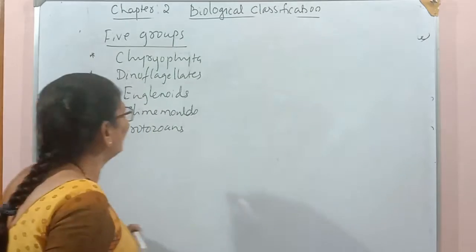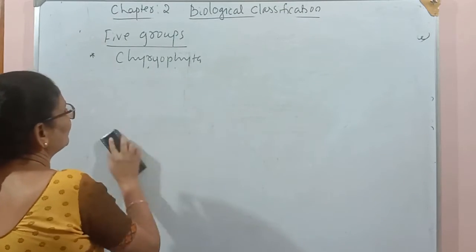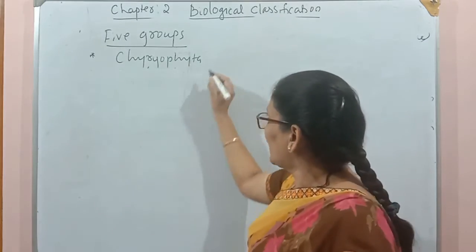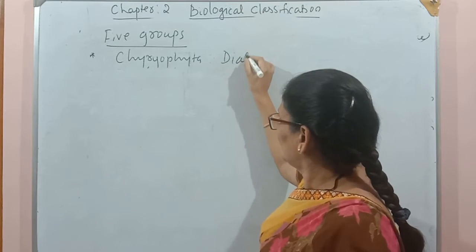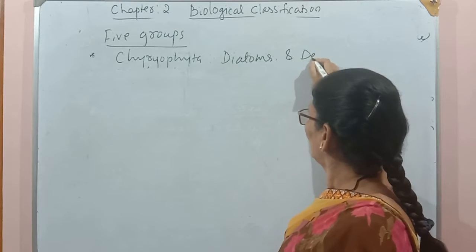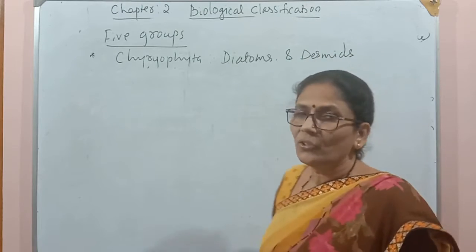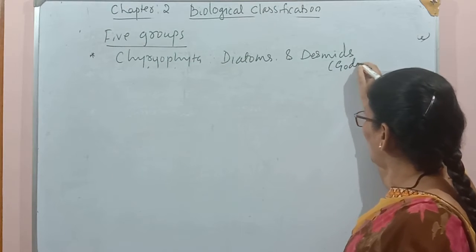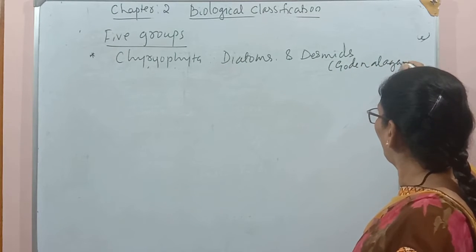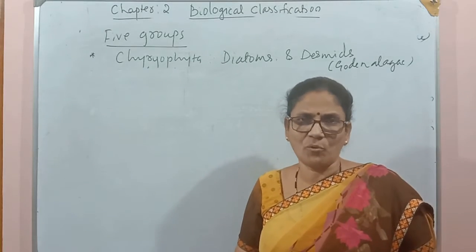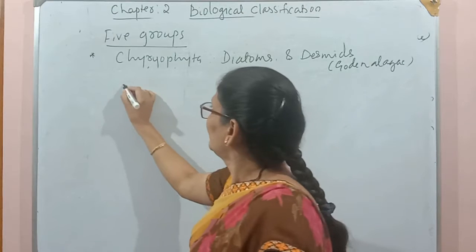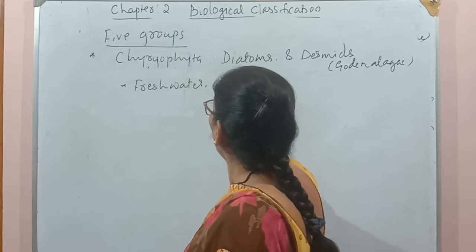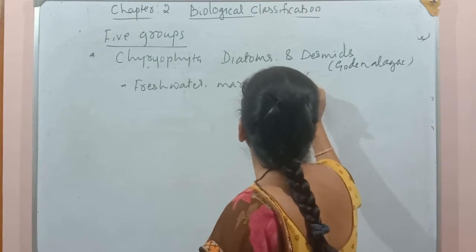First of all, we start with the Chrysophytes. The group Chrysophytes includes organisms like desmids and diatoms. These are also called golden algae. They may be freshwater or marine water forms.